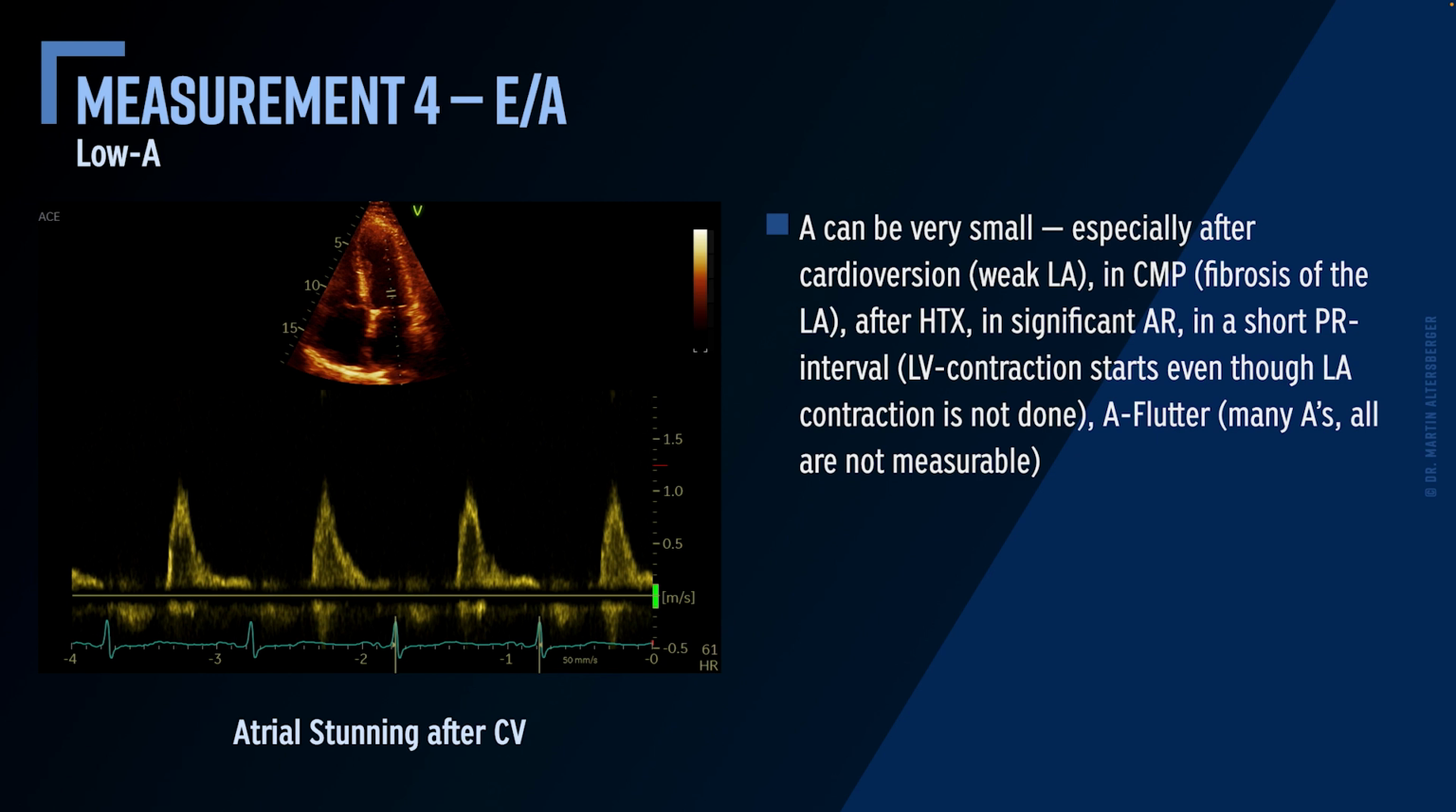In cardiomyopathy, because of the fibrosis of the left atrium, after heart transplant, also in significant AR, in a very short PR interval, in the case that left ventricular contraction starts even though left atrial contraction is not even done. And in atrial flutter, they can also be very small. There are many A's, but none of them are measurable. So keep in mind the A wave has several reasons why it can also be very, very small.